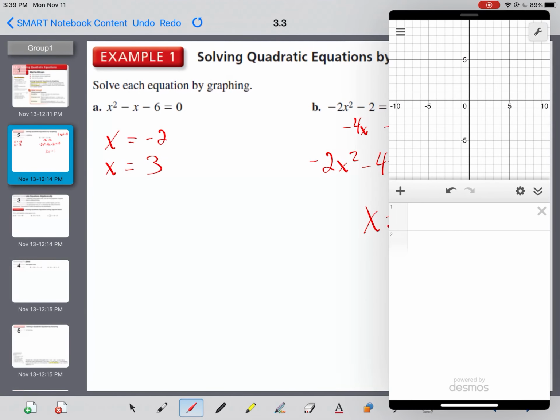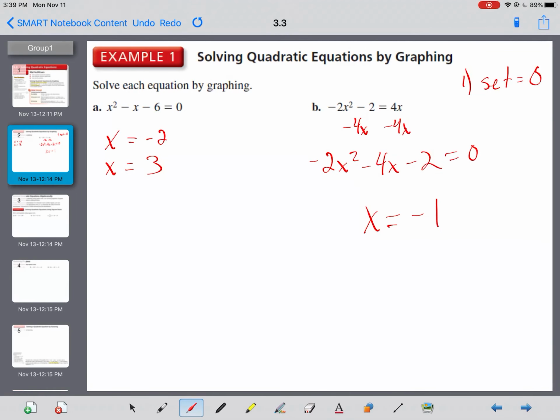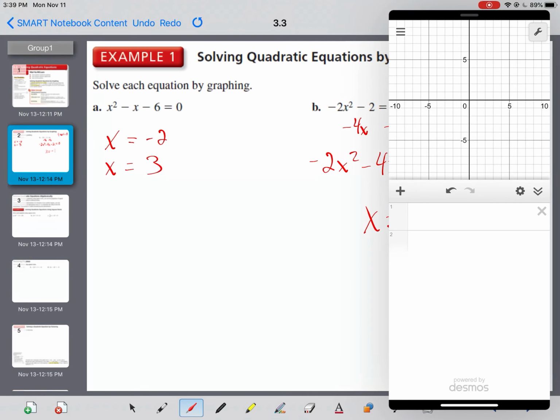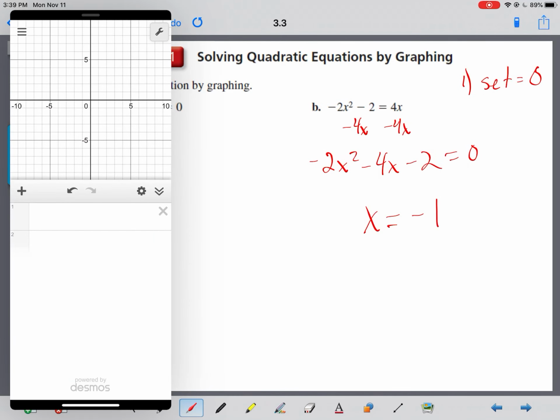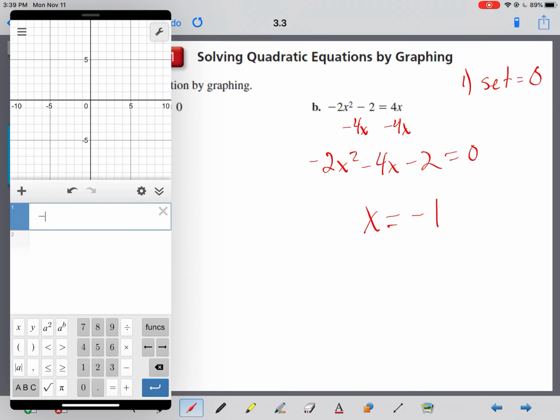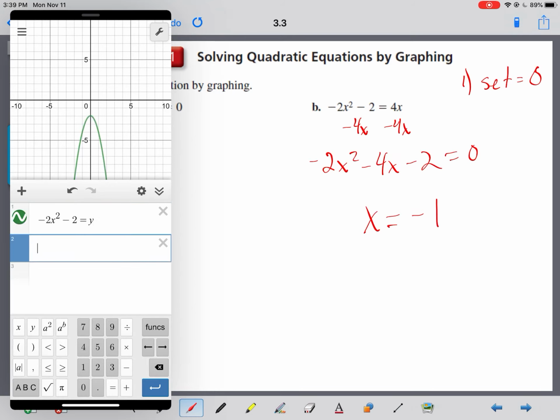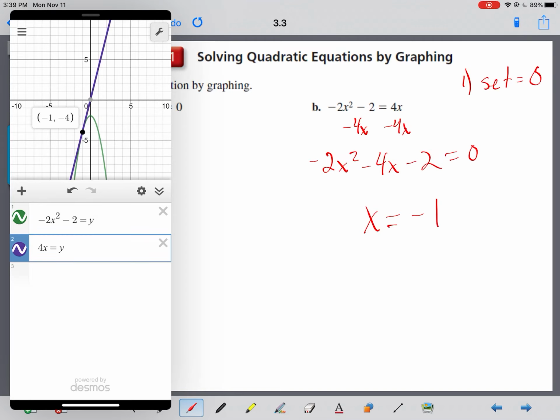Okay, but that's doing it by graphing. Type it in, y equals, put the equation, boom, there you go. You can even just do left and right sides. Okay, we know what the right answer is, so let's look. If we type in the left side, -2x squared minus 2 equals y, and 4x equals y. Type them both in and see where those lines touch.